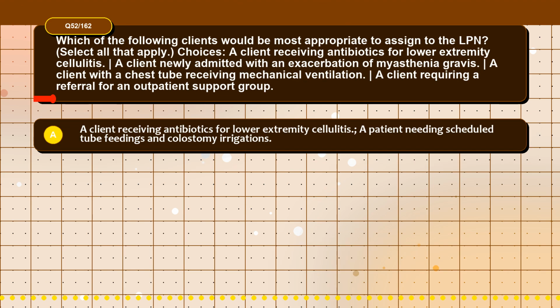Question 52. Which of the following clients would be most appropriate to assign to the LPN? Select all that apply. Choices: a client receiving antibiotics for lower extremity cellulitis, a client newly admitted with an exacerbation of myasthenia gravis, a client with a chest tube receiving mechanical ventilation, a client requiring a referral for an outpatient support group. Here are the options. Option A, a client receiving antibiotics for lower extremity cellulitis. A patient needing scheduled tube feedings and colostomy irrigations.